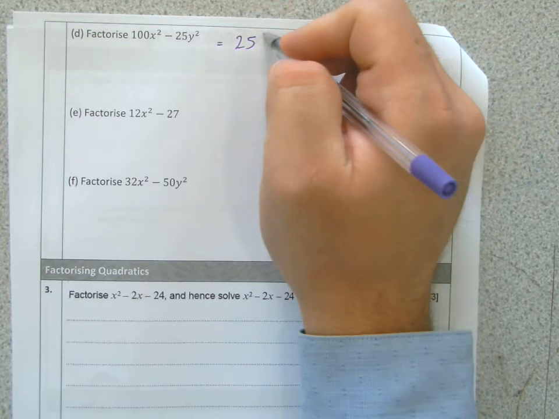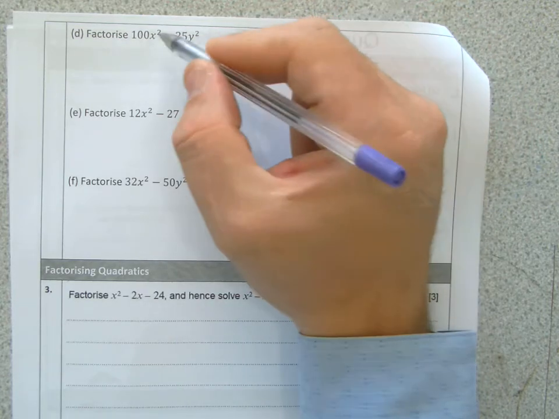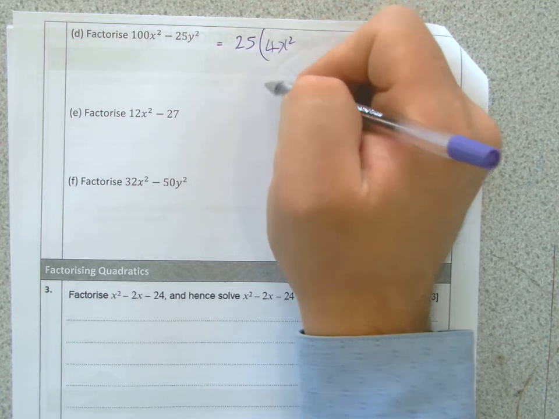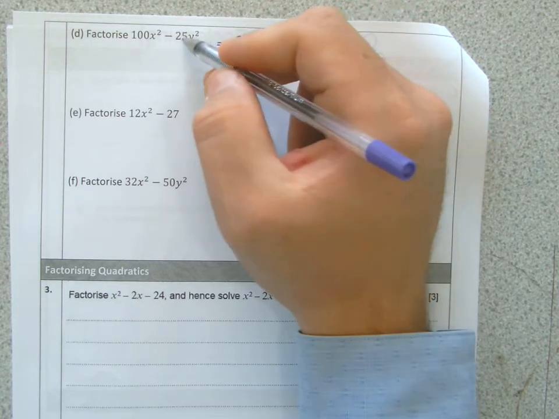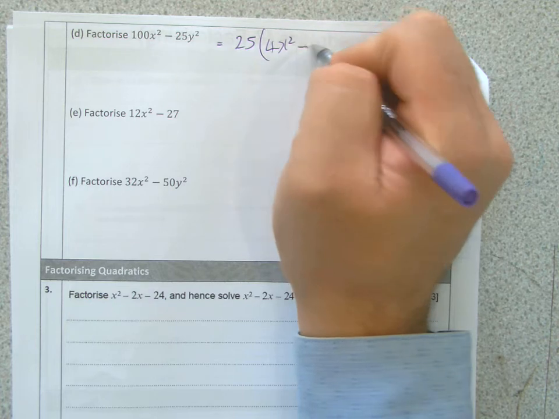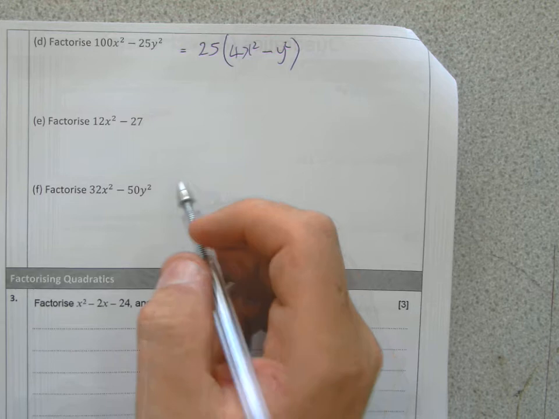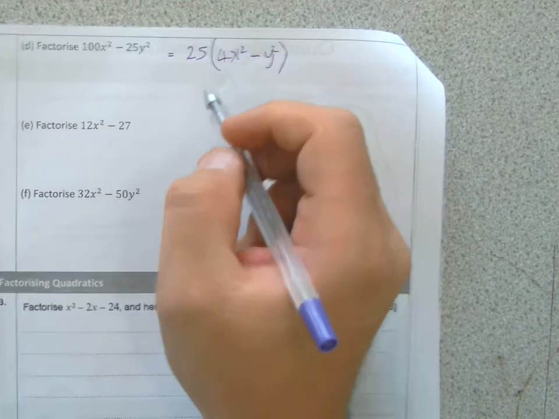Okay? And then have a bracket. What do I times by 25 to get 100x squared? So that's going to be 4x squared. What do I times by 25 to get minus 25y squared? So that'll be minus y squared. Okay? And then you might think you're done, but then again, look in here now, difference of two squares.